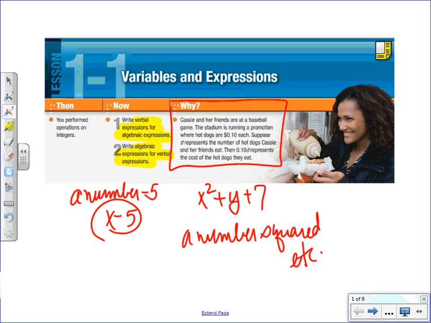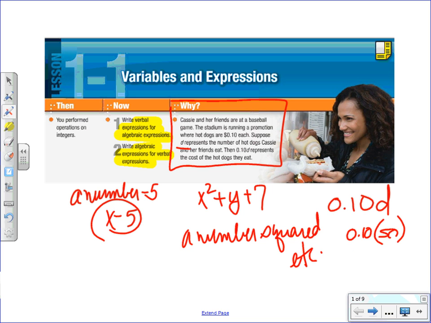All right, why are we going to do this? Well, let's look at a real-world problem. Cassie and her friends are at a baseball game. The stadium is running a promotion where hot dogs are 10 cents a piece. Suppose D represents the number of hot dogs Cassie and her friends eat. So then 0.10D represents the cost of all the hot dogs they eat.